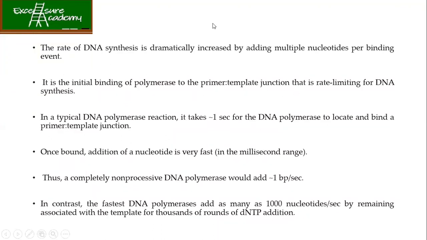Now, the rate of DNA synthesis is dramatically increased by adding multiple nucleotides per binding event. What does this mean? As it keeps adding correct bases, the rate of DNA synthesis will of course increase. It is the initial binding of the polymerase to the primer template junction that is rate limiting.